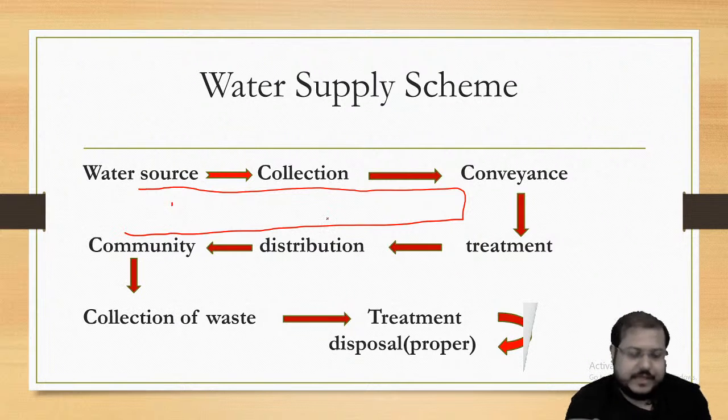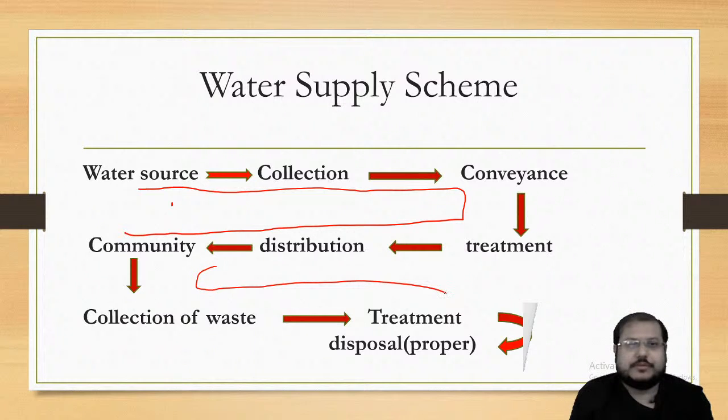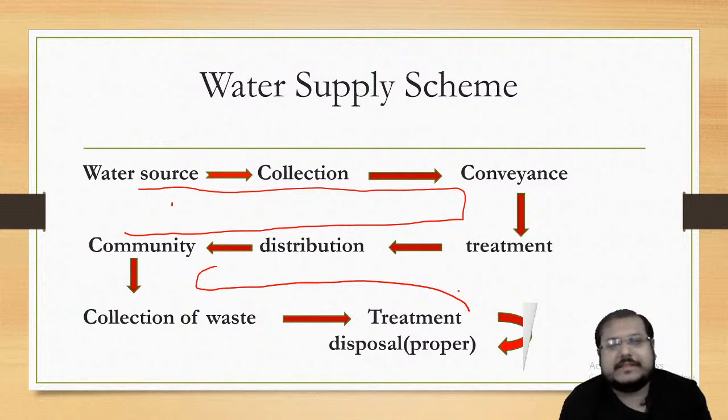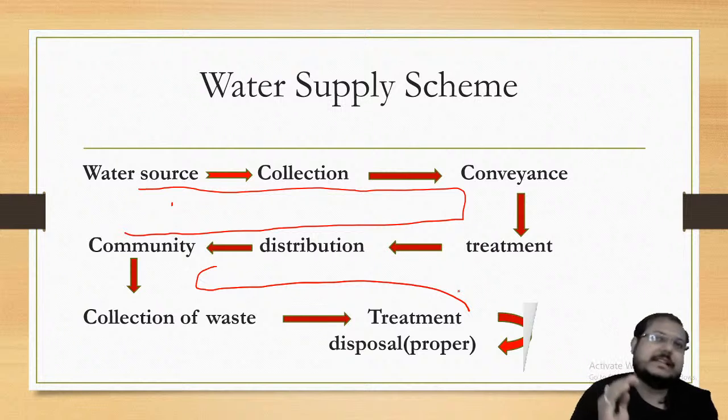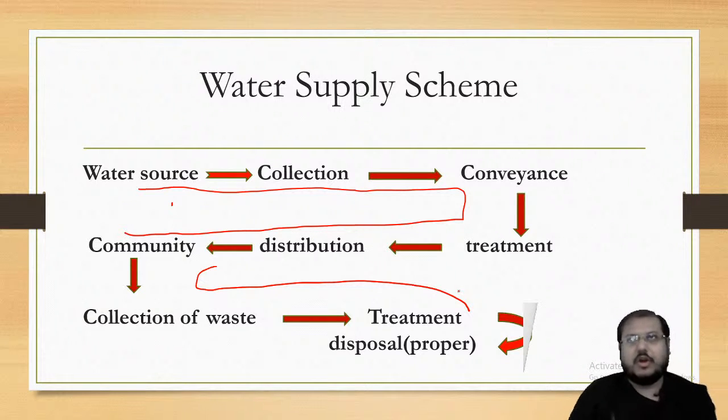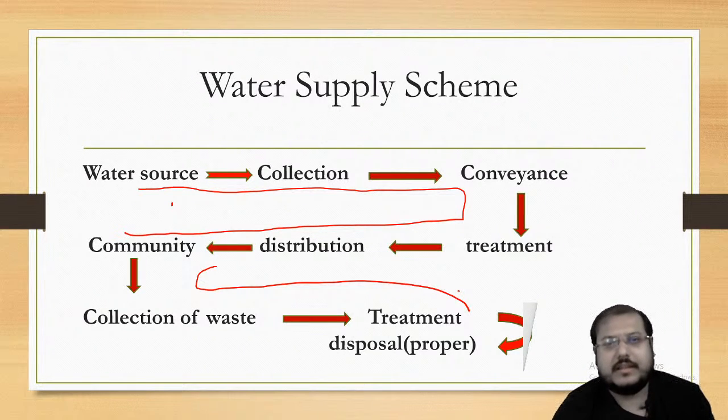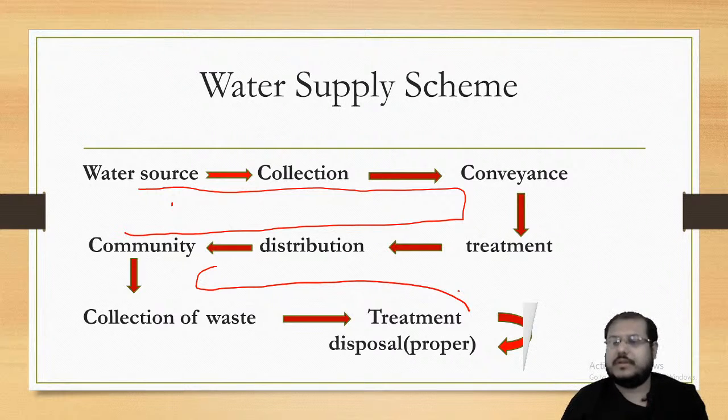But once again, if you see this particular segment of the collection of waste and the treatment and disposal, this segment is actually the wastewater engineering segment. So it's a cyclical process: water supply engineering and wastewater engineering are interrelated processes. Okay.